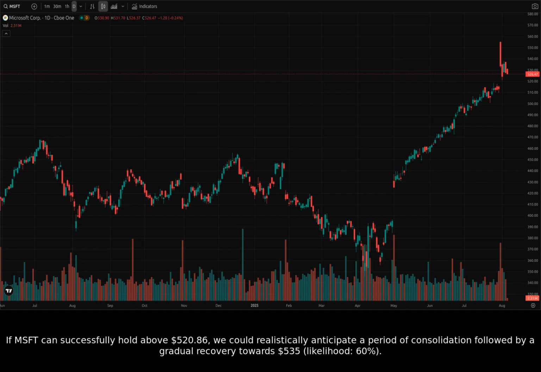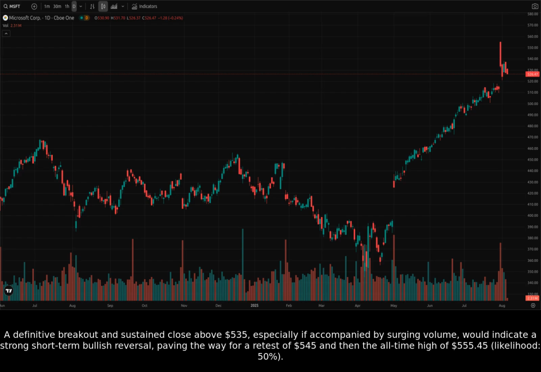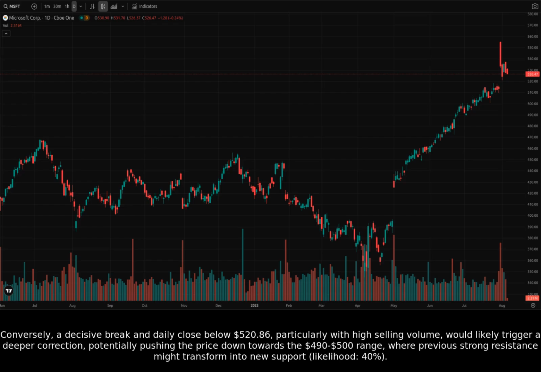If Microsoft can successfully hold above $520.86, we could realistically anticipate a period of consolidation followed by a gradual recovery towards $535, likelihood 60%. A definitive breakout and sustained close above $535, especially if accompanied by surging volume, would indicate a strong short-term bullish reversal, paving the way for a retest of $545 and then the all-time high of $555.45, likelihood 50%. Conversely, a decisive break and daily close below $520.86, particularly with high selling volume, would likely trigger a deeper correction, potentially pushing the price down towards the $490 to $500 range, where previous strong resistance might transform into new support, likelihood 40%.